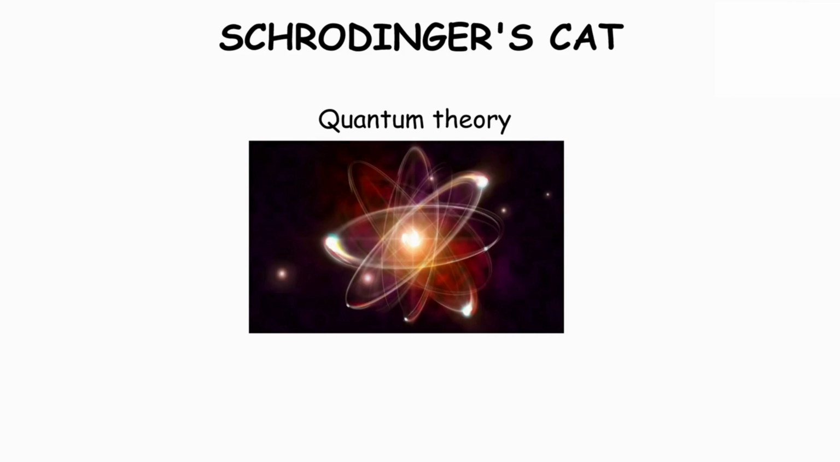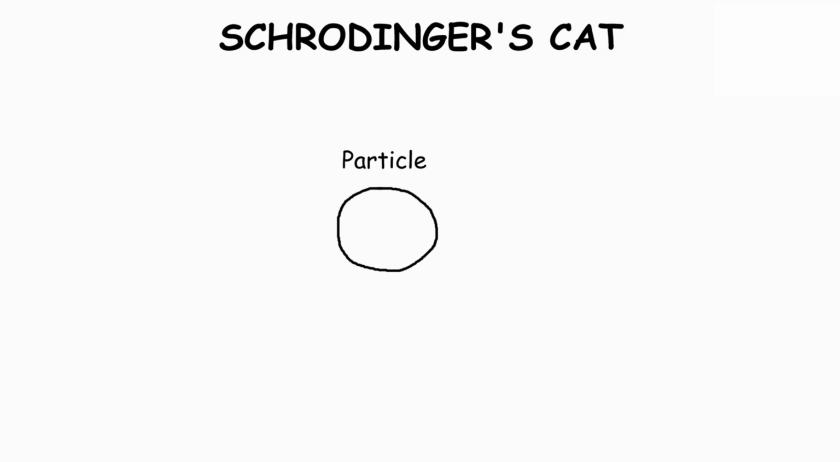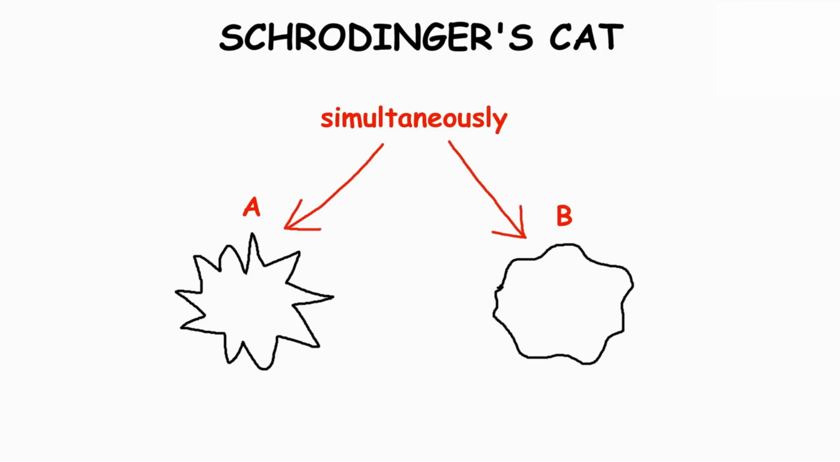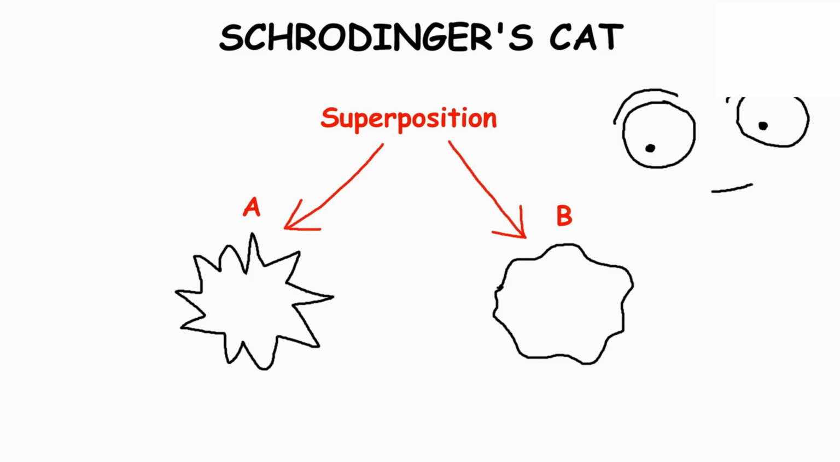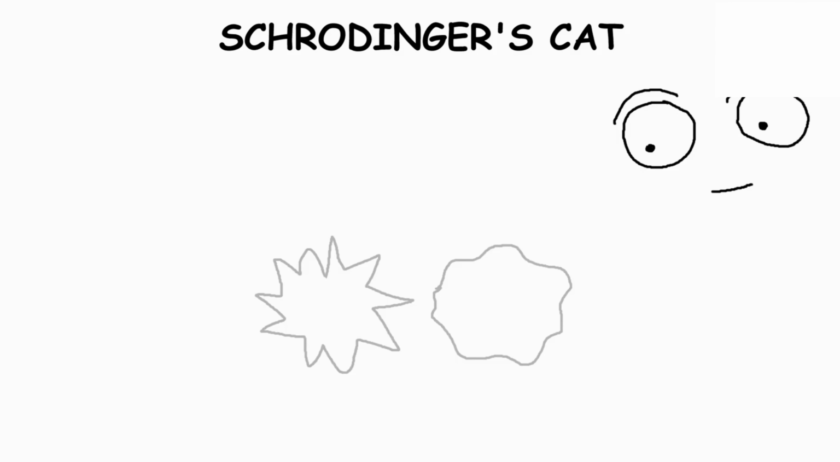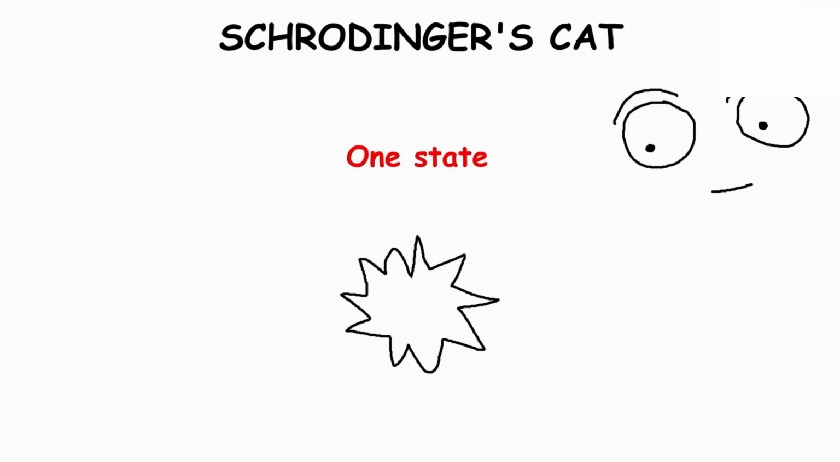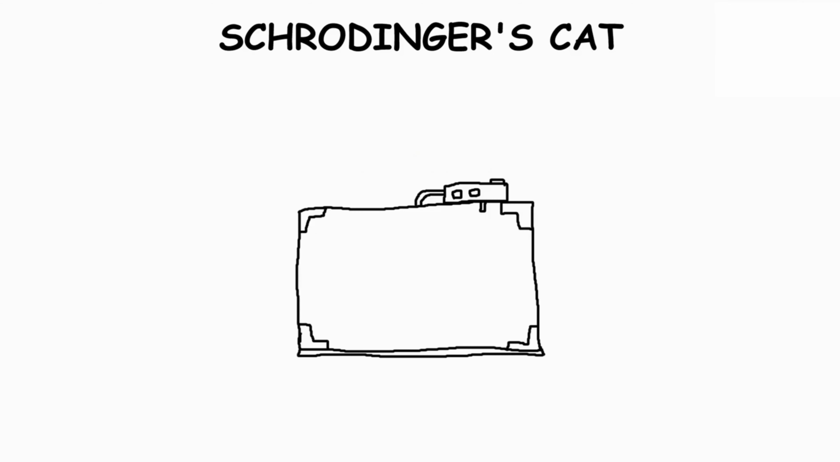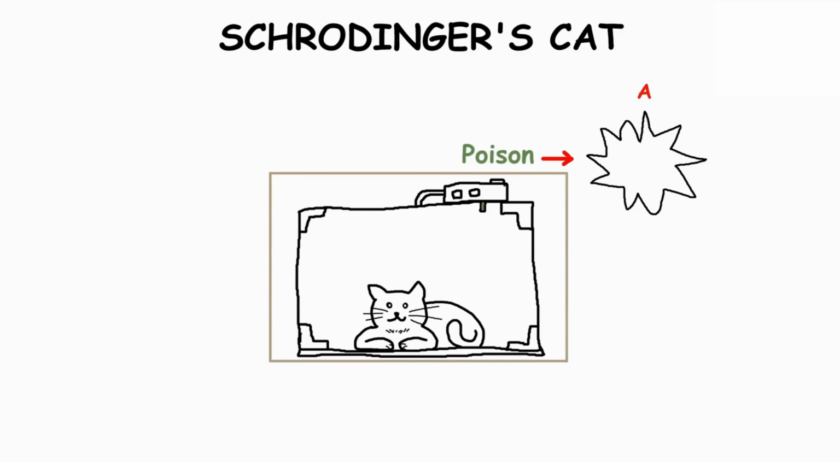Schrödinger's cat. In quantum theory, a particle can be in multiple states simultaneously when not observed. This state is called superposition. When observed, however, the superposition condition collapses, and the particle is randomly in exactly one of those states. Let's hypothetically say that we put a machine that releases poison only when the particle is in the A state in a box, and that we also put a cat in it.